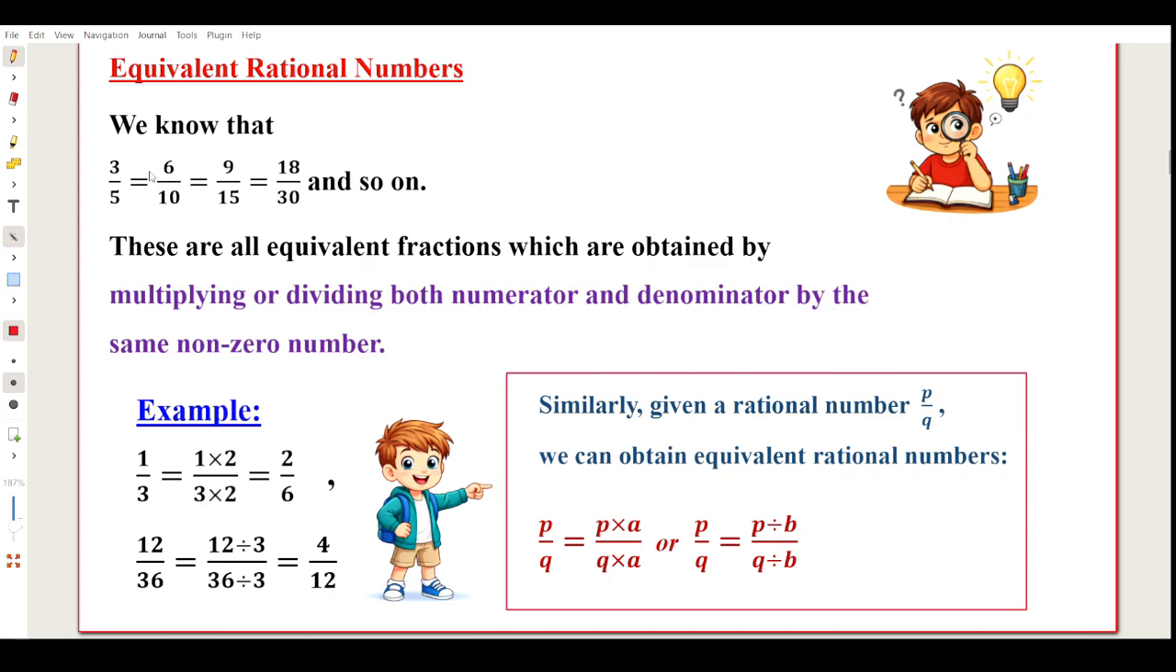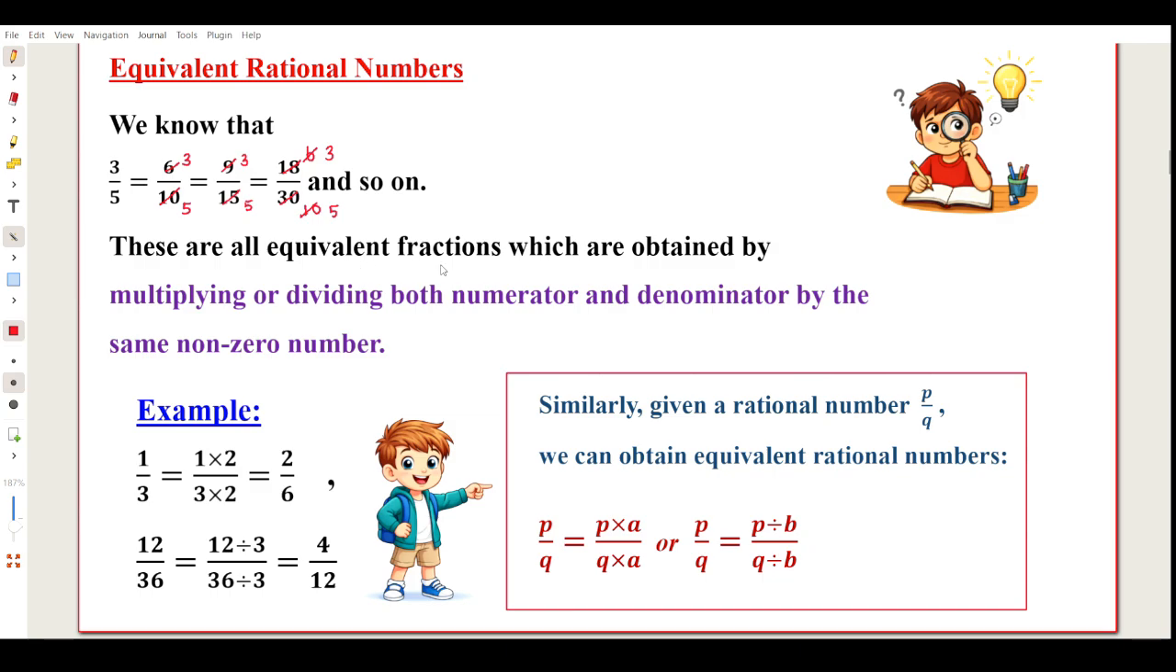Here 6 by 10, we can simplify it. Both are divisible by the 2 table. So 3 2s are 6, 5 2s are 10. So 3 by 5. 9 and 15 are simplified by the 3 table. 3 3s are 9 and 5 3s are 15. Again 3 by 5. 18 and 30: 6 3s are 18, 10 3s are 30. Again 3 by 5. Everywhere we are getting 3 by 5 in the simplest form. Therefore we can say these are equivalent rational numbers.